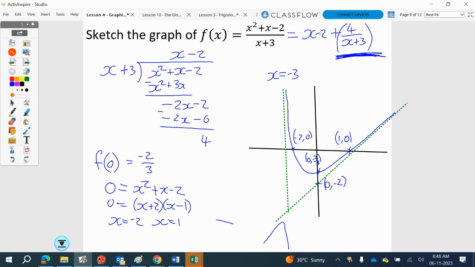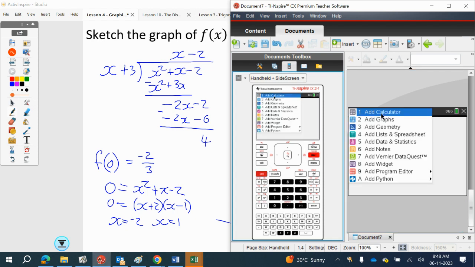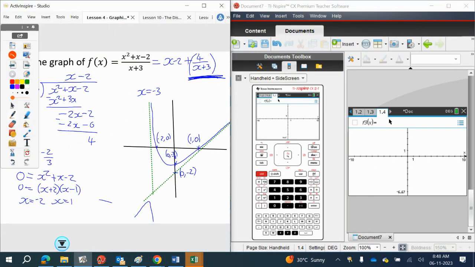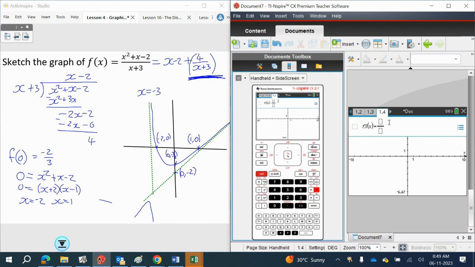Let's graph it on the graphing calculator so we can see a prettier version. Take out your graphing calculator, add another page, type in the function, see how it looks. Type in f of x.